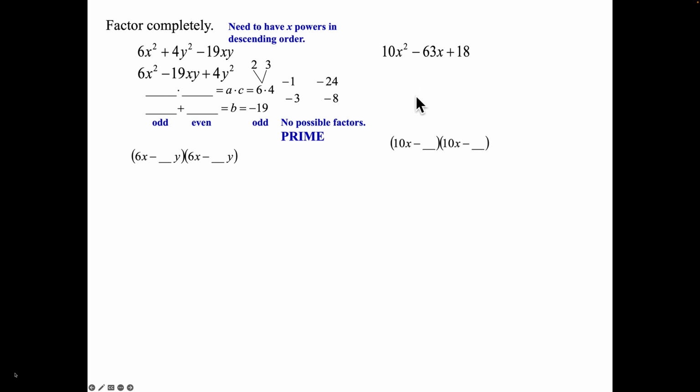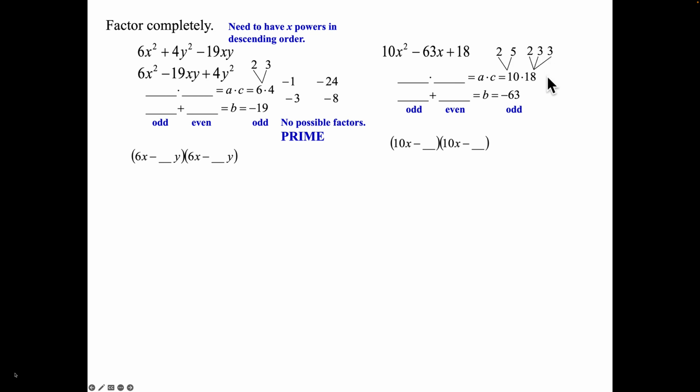Let's see. Plus 18 means the signs are the same. Minus minus. Take your a, put it in front of both binomials. 10x minus something, 10x minus something. What two numbers multiply to be 10 times 18, and they're going to have to add up because the signs are the same to be a negative 63. That's odd. One odd, one even. Okay. Odd factors, 5 and a 2, 9 and 2. Whoop, 9 can be 3 and 3. Ooh, we have 3 odd factors here.